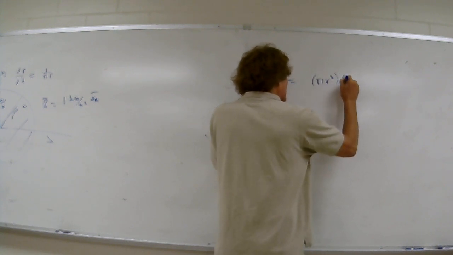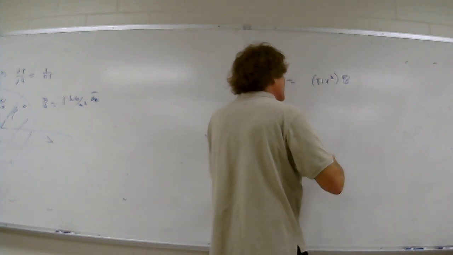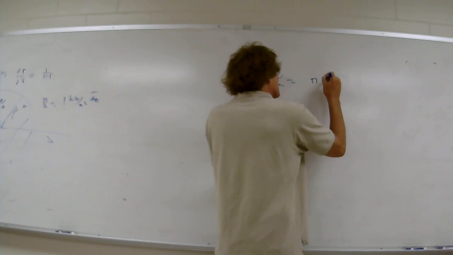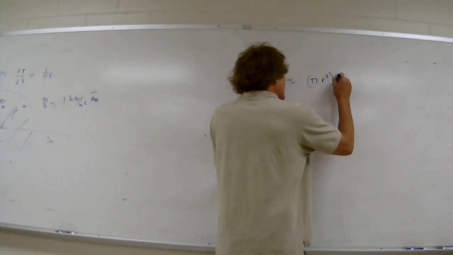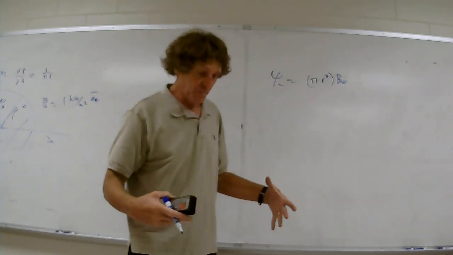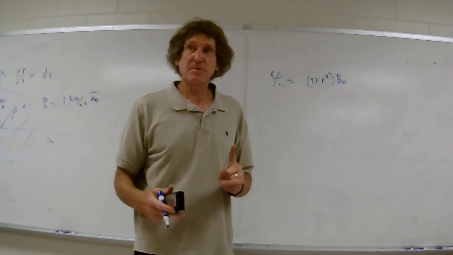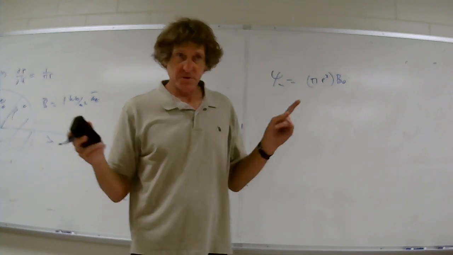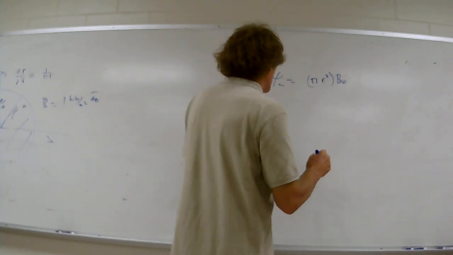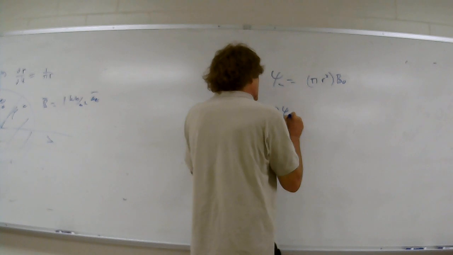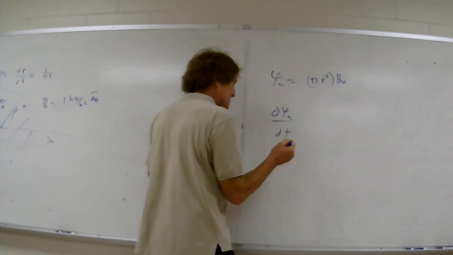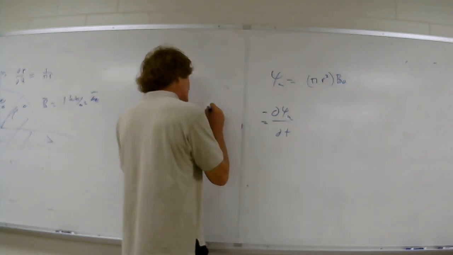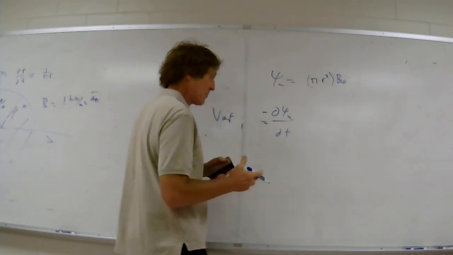Now, I'm not even bothering with integrations because these things do not vary spatially. So it's equal to pi r squared times the B field, I'll call it B naught. The surface area is perpendicular to the B field, which is in the a_z direction. Does everybody agree with that? Yes. Now we know that the negative time derivative of the magnetic flux is VEMF. Y'all with me on this?